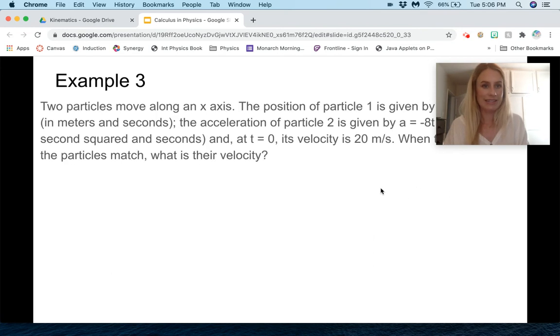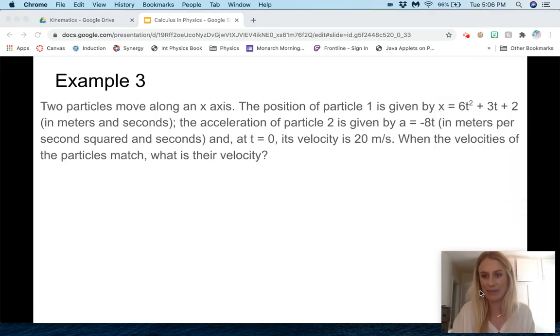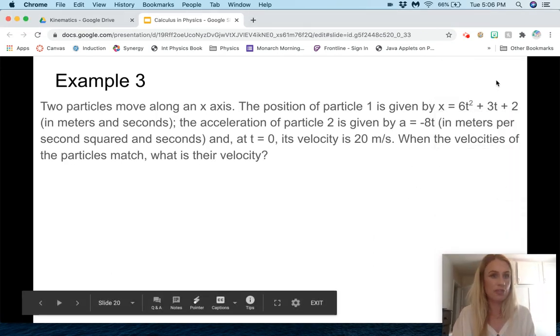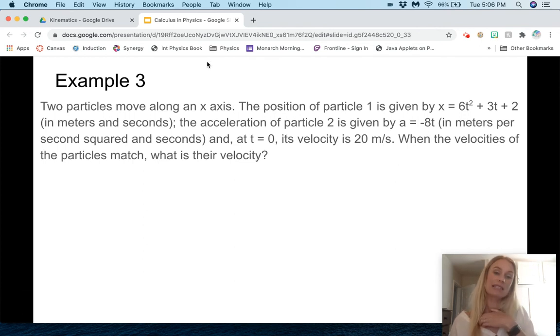All right, let's do another example. Two particles move along an x-axis. The position of particle 1 is given by x equals 6t squared plus 3t plus 2 in meters and seconds, and the acceleration of particle 2 is given by a equals negative 8t in meters per second squared and seconds. And for particle 2, at time t equals 0, its velocity is 20 meters per second.